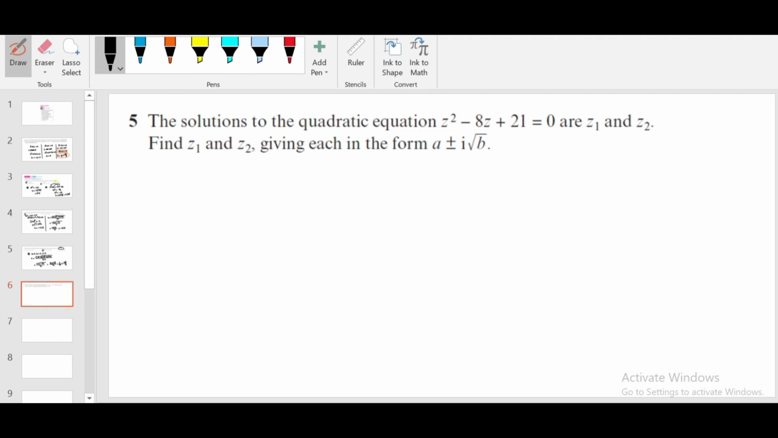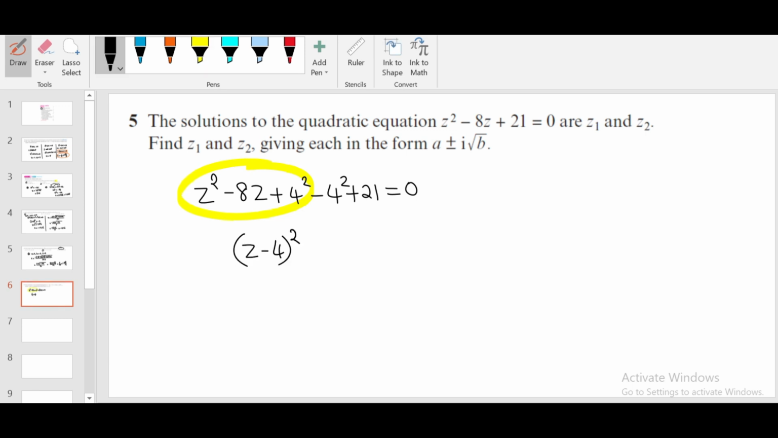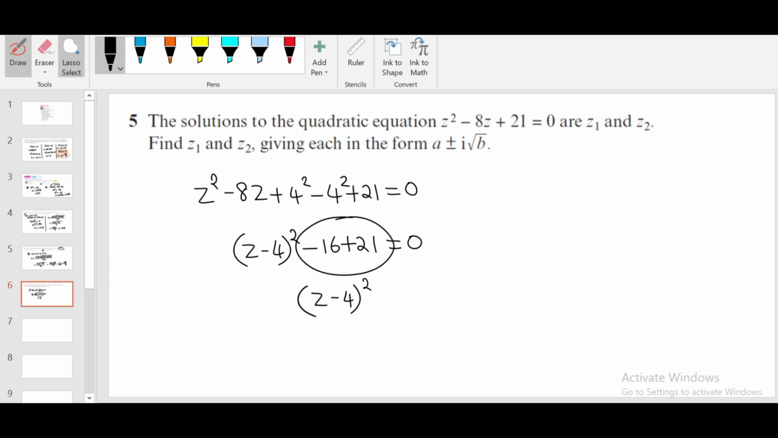I'm going to use completing the square here. z square minus 8z. Half of 8 is 4. So plus 4 square minus 4 square plus 21 is 0. If you combine the three terms, it becomes z minus 4 whole square, and this is minus 16 plus 21 is 0. Minus 16 plus 21 is basically 5. If you bring the 5 to the other side, z minus 4 whole square becomes negative 5.